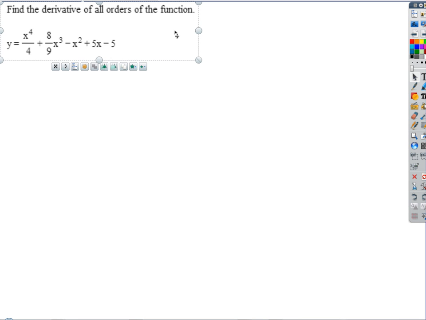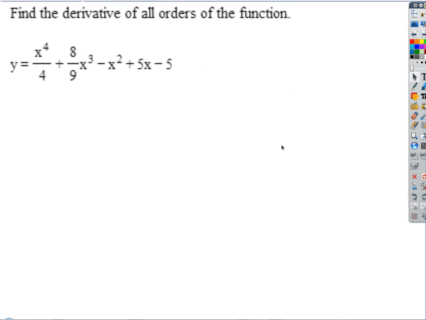Okay, this one, I didn't mean to put this problem on there, but being as it's on there, I'll just show it to you real quick. Really simple. All orders of the function. So we can do higher order derivatives, and that sounds really impressive, but it's no big deal. Here, let's do this one together, because it's so easy. So what's y prime? 1/8 x to the third.